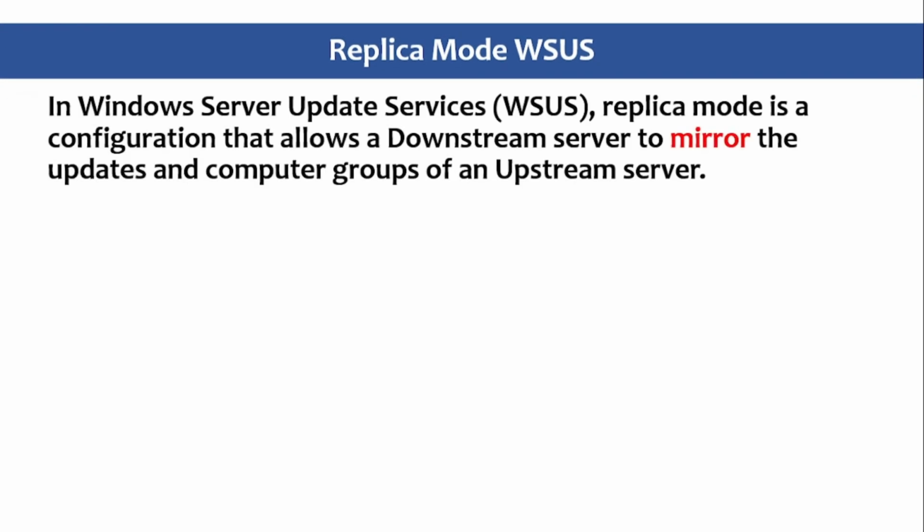In WSUS, replica mode is a configuration that allows a downstream server to mirror the updates and computer groups of an upstream server. So it's a complete replica of the upstream server. A downstream server is a replica of the upstream server, and that's the reason it's called replica mode. All the computer groups and everything is replicated to the replica server.